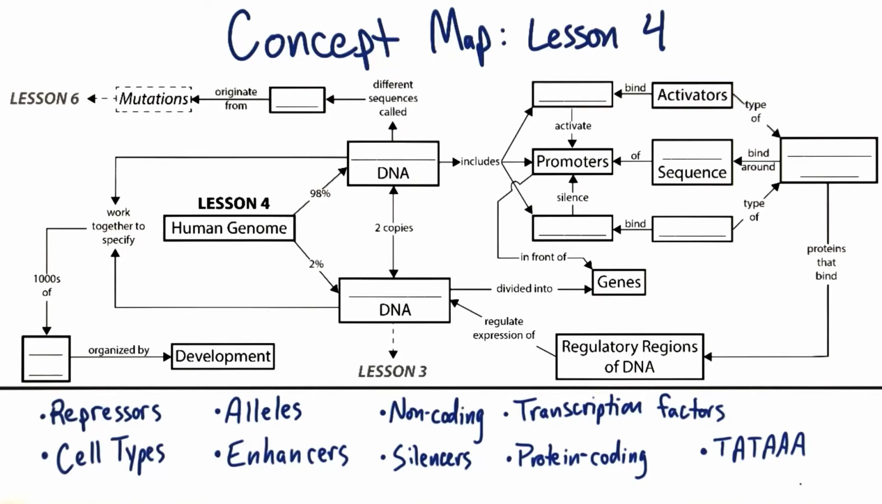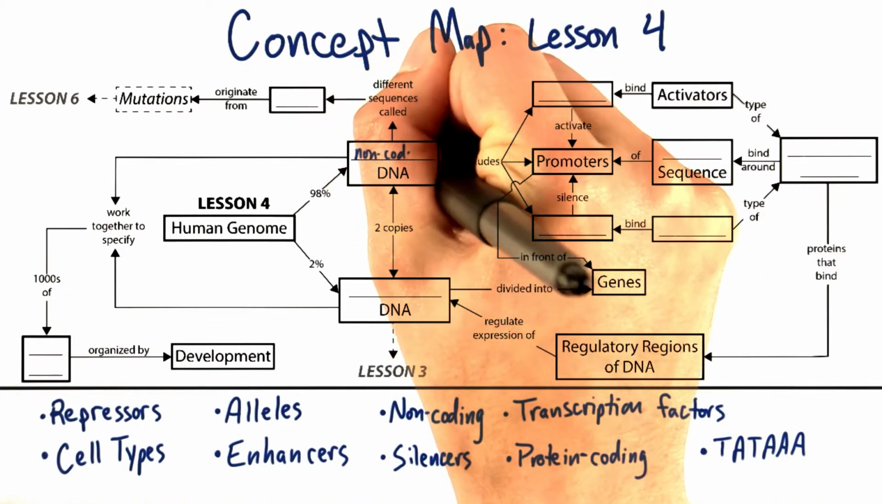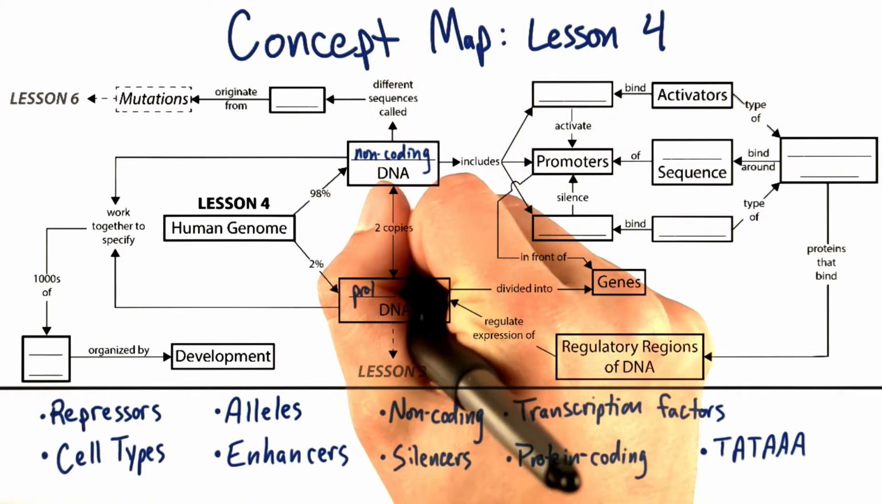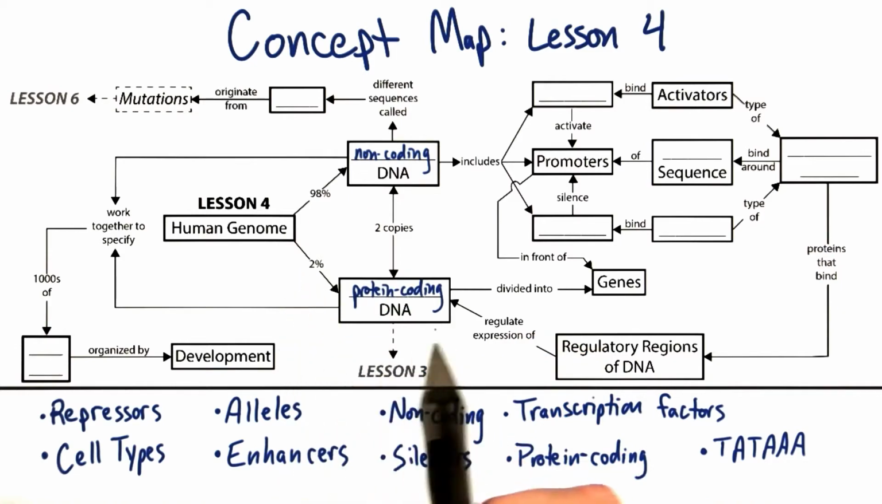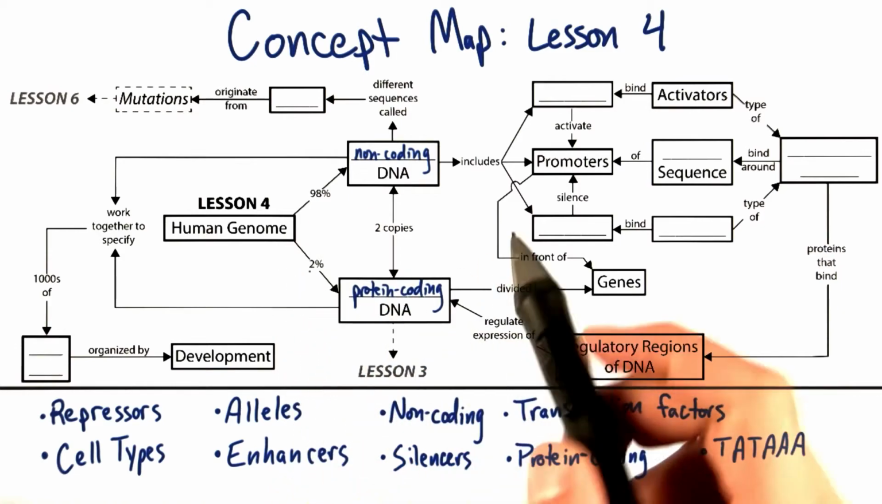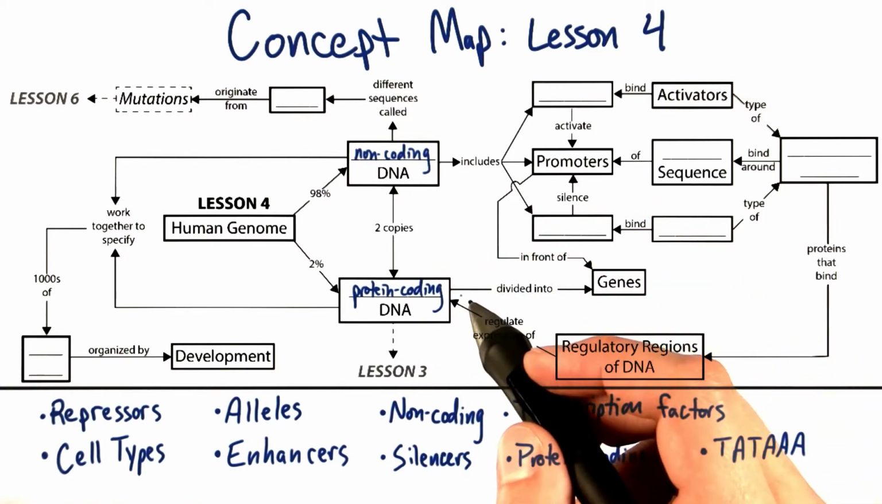All right, let's take the words that accurately fill in this concept map. Here in Lesson 4, we learned that the human genome can be divided between the non-coding DNA and the protein-coding DNA. The non-coding DNA represents about 98% of our genome, whereas protein-coding DNA represents about 2%. No matter how you divide it, you've got 2 copies of the human genome in every cell.